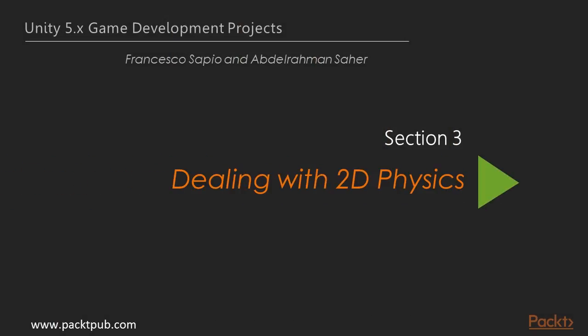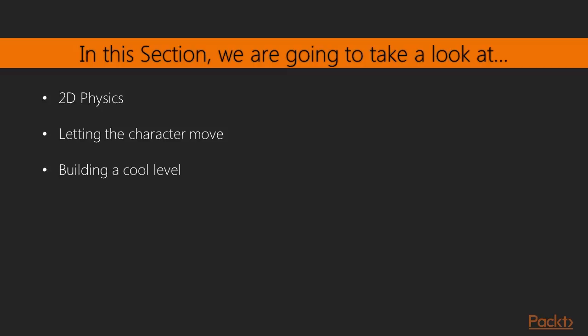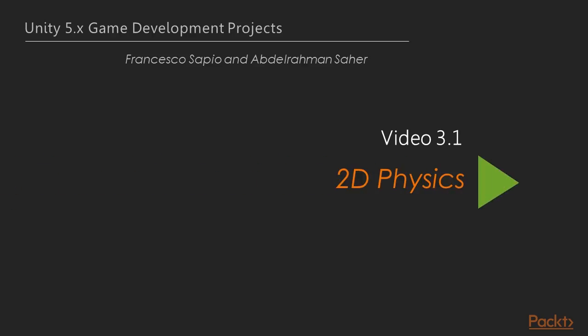Hi, you are now into the third section, dealing with 2D physics. In this section, you will learn how to deal with 2D physics in Unity and how to use it to achieve believable movements. You'll be taking a look at controlling the character and learning about colliders. Now we move on to the first video of this section, 2D physics.